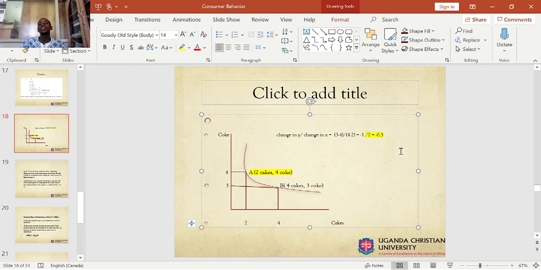So it means if you are to get an extra cake, you have to forego 0.5 units of coke, or half a coke, to have an extra cake. You have to forego half a soda to have an extra cake. Meaning, if you need to have 2 extra cakes, you have to forego 1 full soda. That's the marginal rate of substitution, and that's how we calculate it.